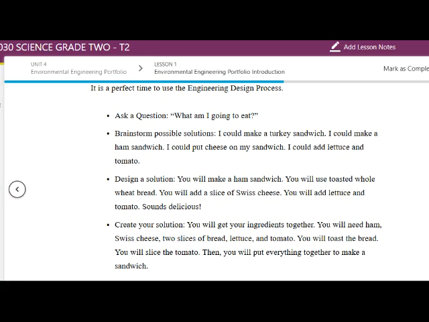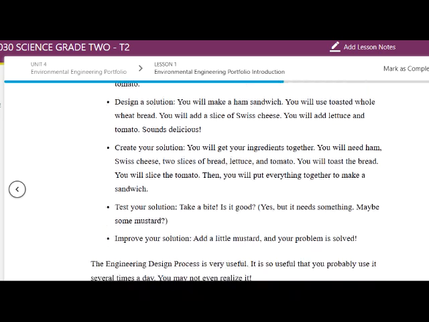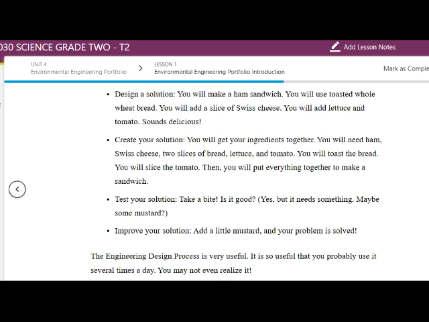Ask a question. What am I going to eat? Brainstorm possible solutions. I could make a turkey sandwich. I could make a ham sandwich. I could put cheese on my sandwich. I could add lettuce and tomato. These are all brainstorming ideas. Design a solution. You will make a ham sandwich. You will use toasted whole wheat bread. You will add a slice of Swiss cheese. You will add lettuce and tomato.